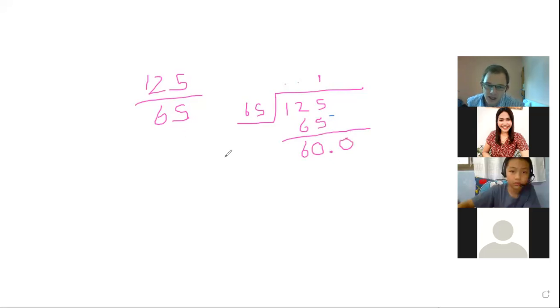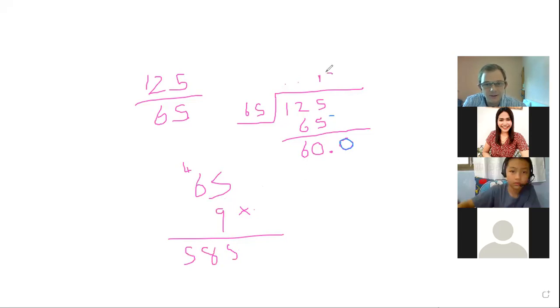So we have to put a decimal point and a 0. Then what will our number be here? What is 600 divided by 65? Let's see, 65 times 8. Is that correct? Possibly not. It has to be 9 times. So let's look at 9. 65 times 9. 9 times 5 is 45. 9 times 6 is 54.